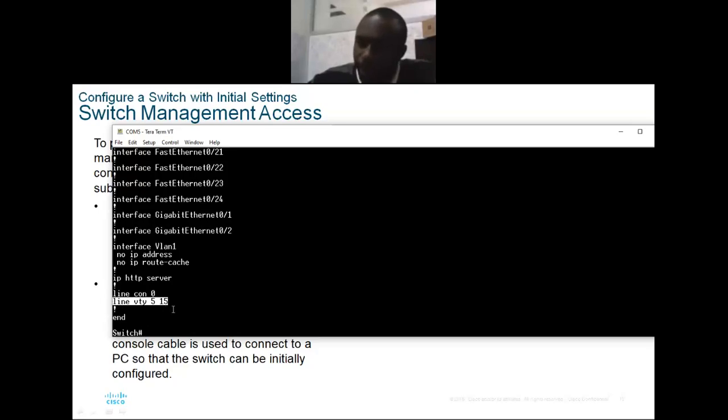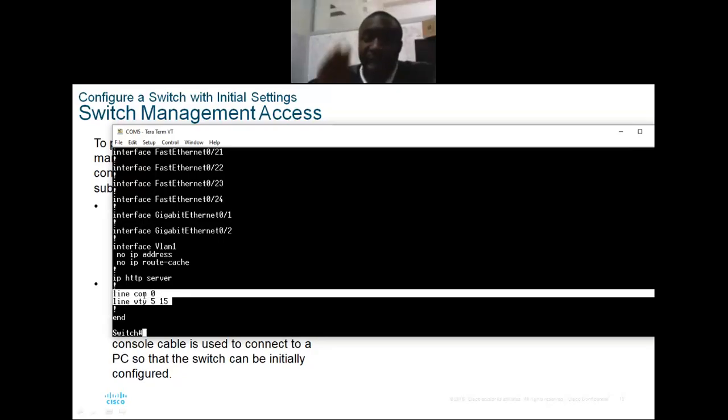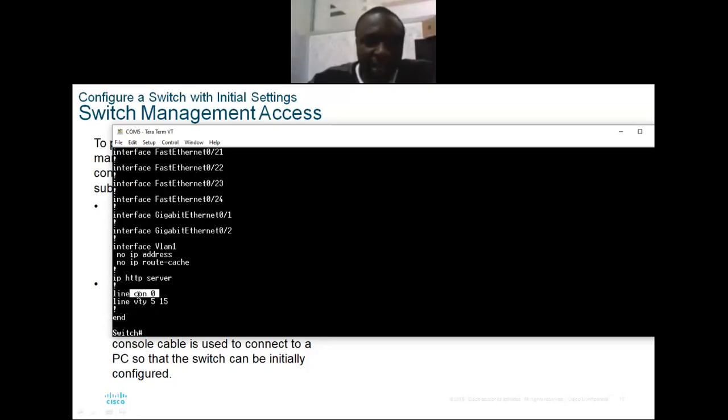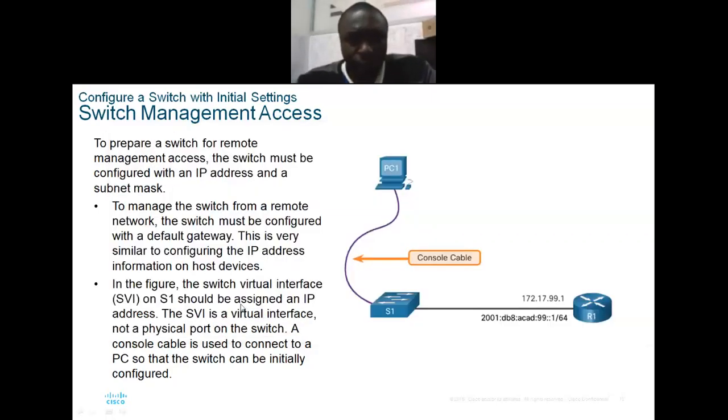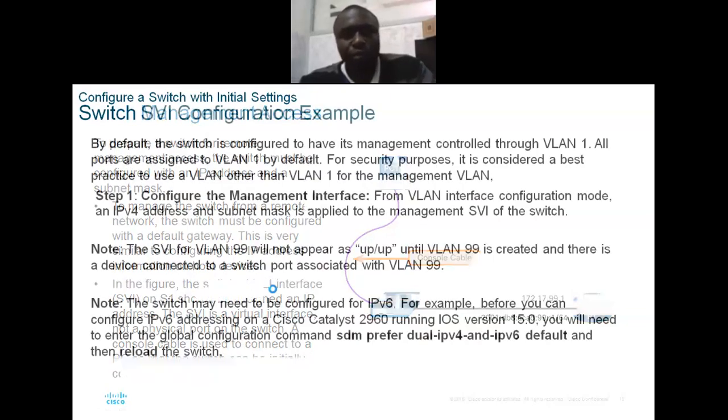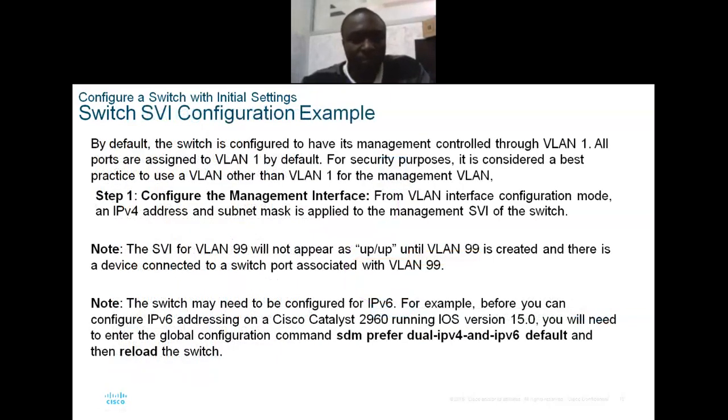Line VTY and then line console. These two are ways you can gain access into this switch to be able to manage it. One is physical, that is the way I have just gained access into this particular device. And then this is logical. VTY is virtual terminal lines. So I can configure this switch to be able to manage it remotely without physically coming in here. All right.